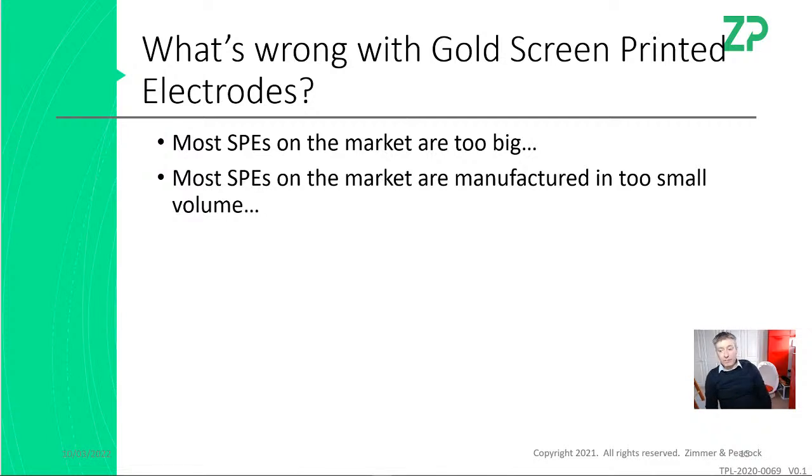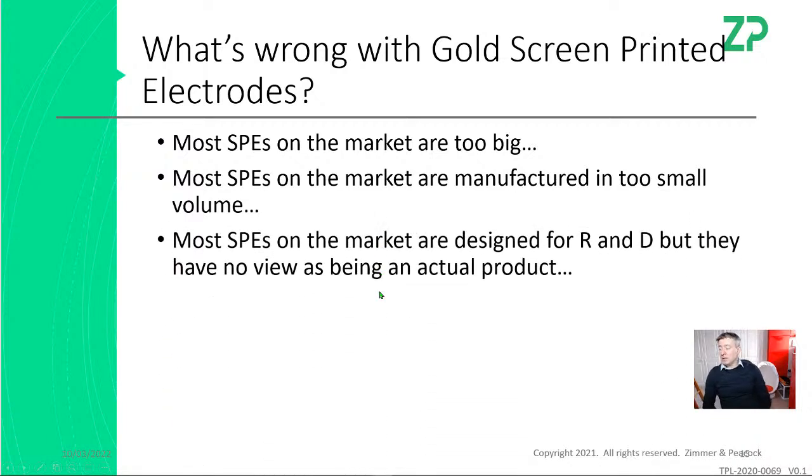Now, when you manufacture like that, that's not really a continuous manufacturing process. That's batch manufacturing. So they're almost relearning the setup every time, it's slightly different, and the quality is changing a little bit every time. So most screen printed electrodes for the R&D market are made in too small a volume, and most of them are made for R&D, but they don't really have a vision of being screen printed electrodes for products.